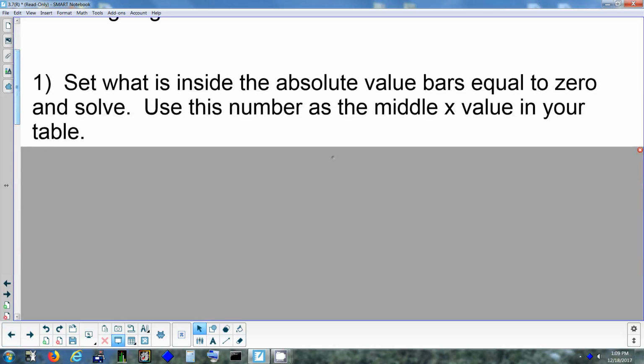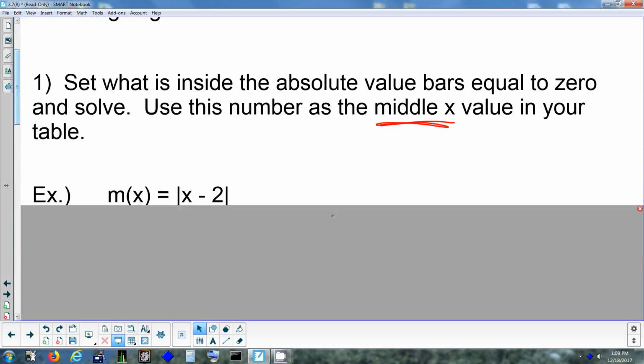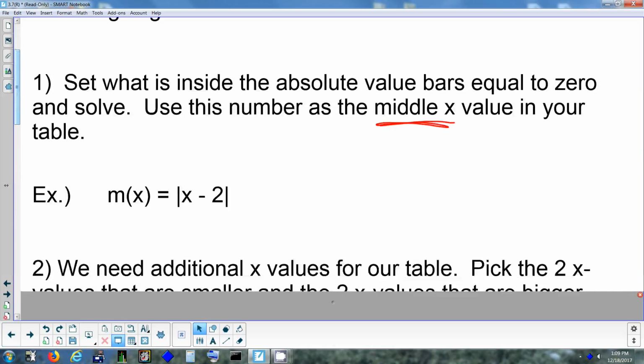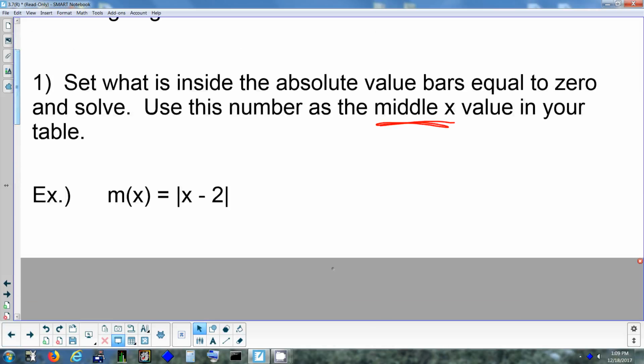How many values did we use when we made a table before? 5. Exactly. We're going to do 5 again. We're going to make a table with 5 values. Step 1 is going to be the middle value. So what we'll do is we'll solve this as we go. We'll do an example of that for each step so you can see it happening.